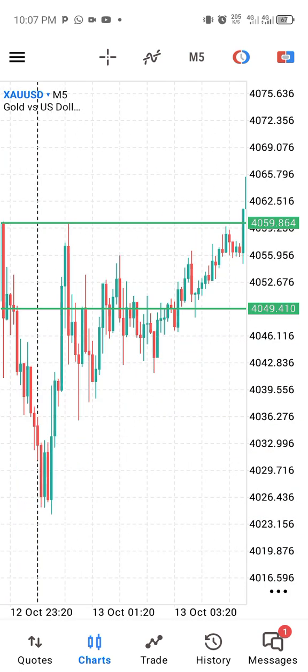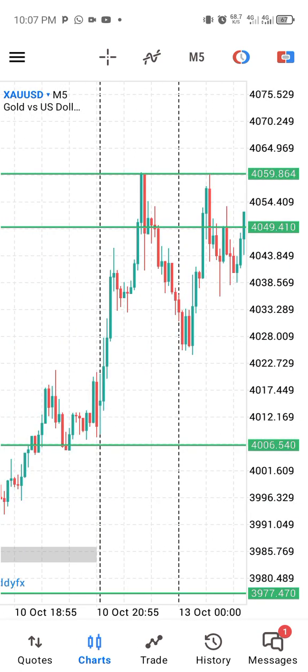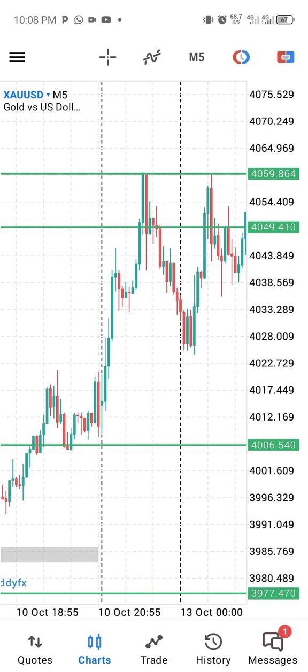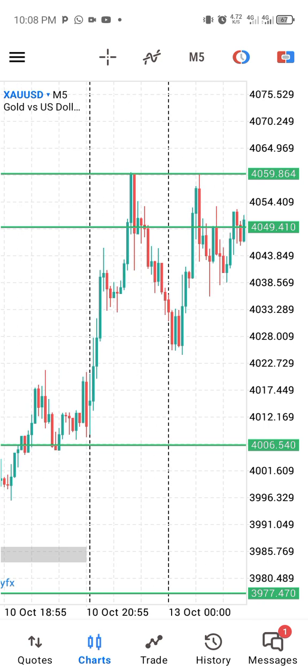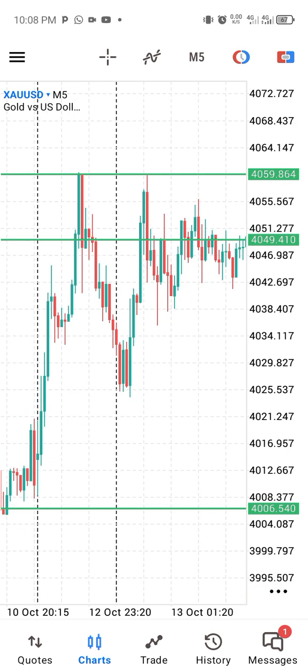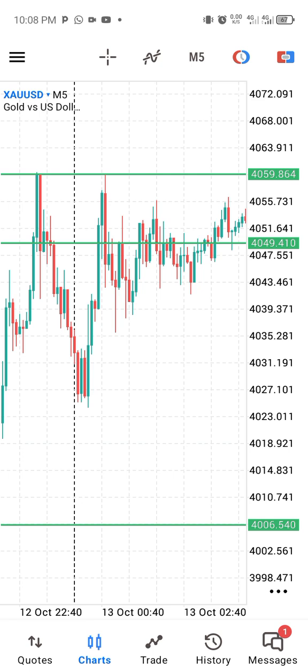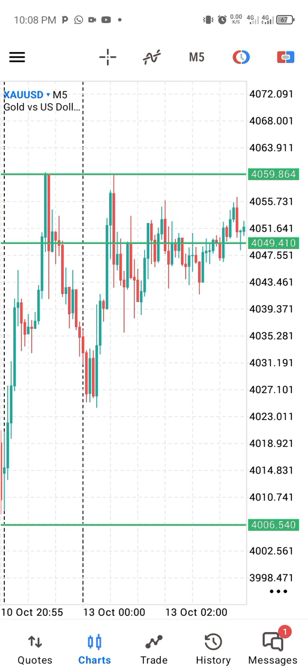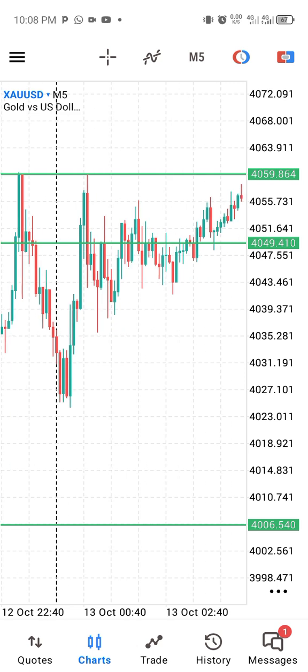So this particular vertical line you see represents the close of the week last week, Friday, and this second line represents the opening on Monday. So what I'm trading is market structure and POI. Let me just take you through this.